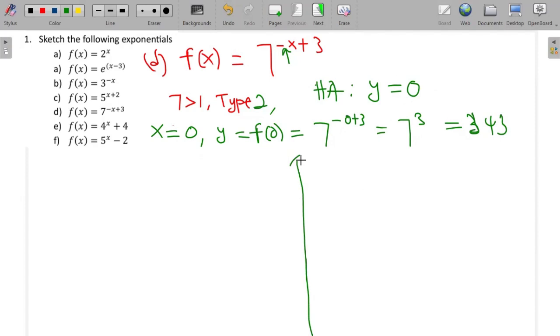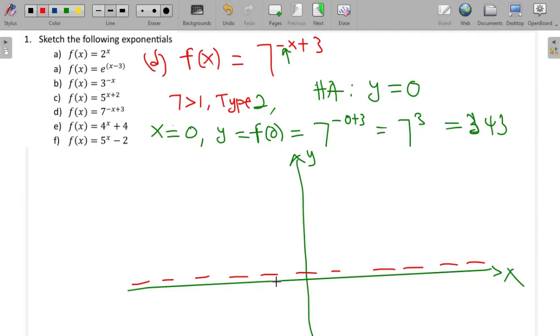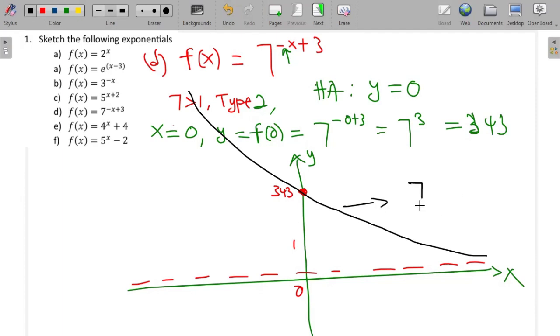So this is my y, and then this here is my x. Okay, so my horizontal asymptote is still the x-axis, or y equals 0. So this is 0. And then my y-intercept, if this is 1, it's somewhere at 343. So it's there. Okay, so now this guy is a type 2. So it starts from here, and then it goes and passes through the y-intercept like this. So this guy here, okay, is our 7 to the power minus x plus 3 sketch.